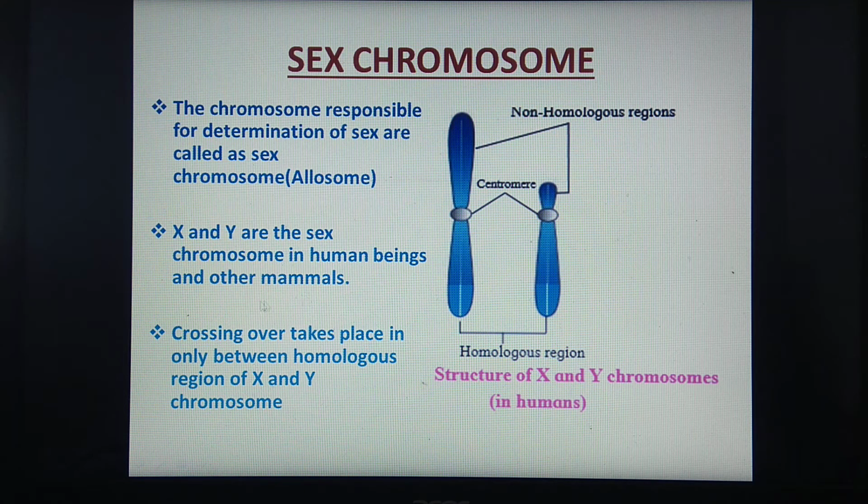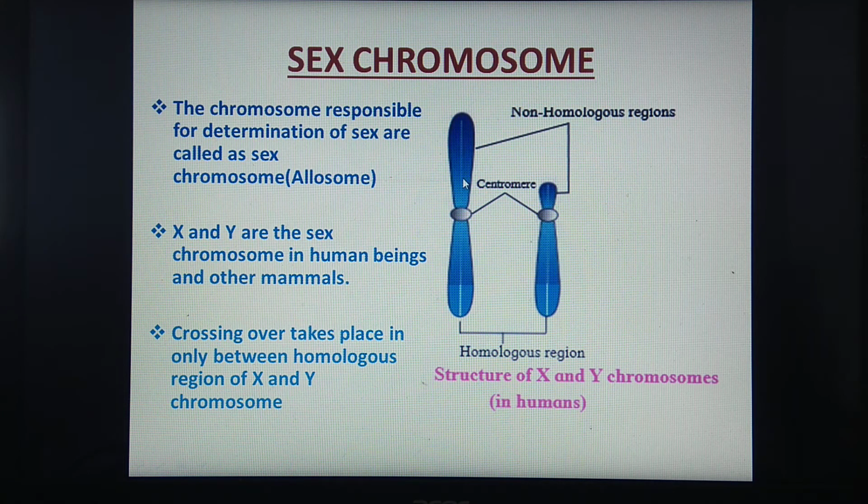In case of human beings and other mammals, these sex chromosomes are of two types, that is X and Y chromosomes. Remember that crossing over takes place only between homologous region of X and Y chromosome. What is the meaning of homologous region? As we have seen, the similar part. Homo for same, logos for position of genes, that is gene loci. So crossing over takes place between homologous region of X and Y chromosome.